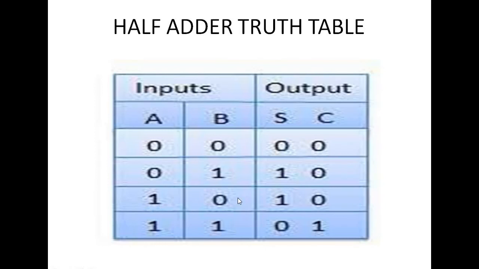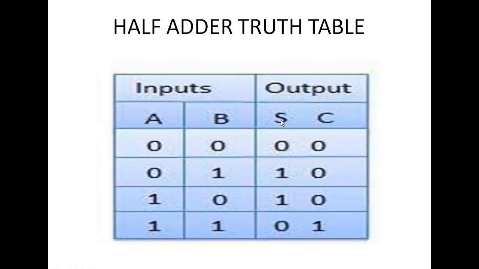Let us consider A is 1, B is 0. If I add 1 and 0, what is the sum? The sum is 1 plus 0 is equal to 1. What is the carry? If I add 1 plus 0, no carry is there, so carry is 0. Then if both the inputs are 1 and 1, A is 1 and B is 1, and I add 1 plus 1, sum is 0 and carry is 1. 1 plus 1, you can say that it is 10. 10 means sum is 0 and the leftmost bit 1 is known as my carry. Okay.